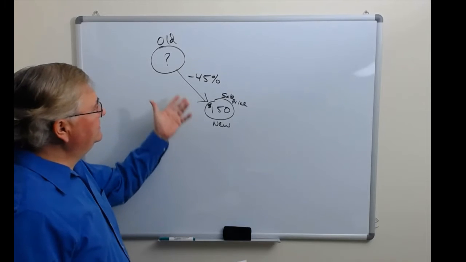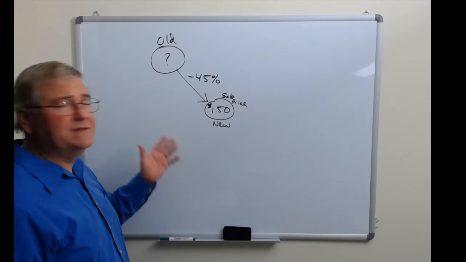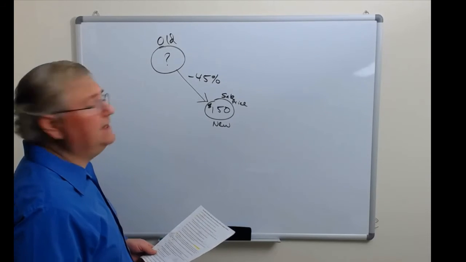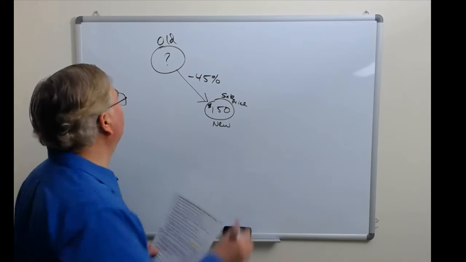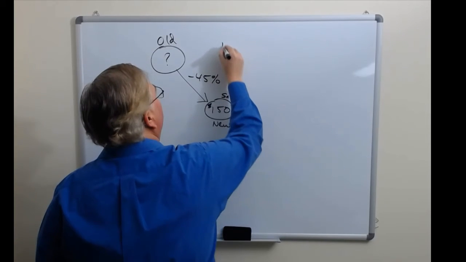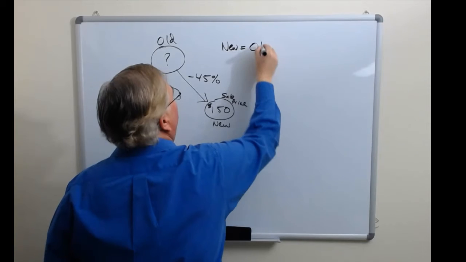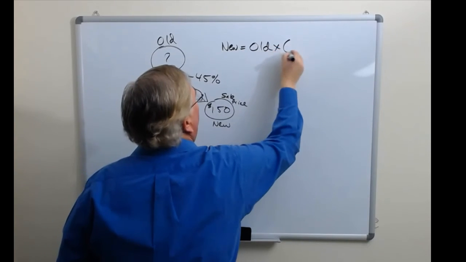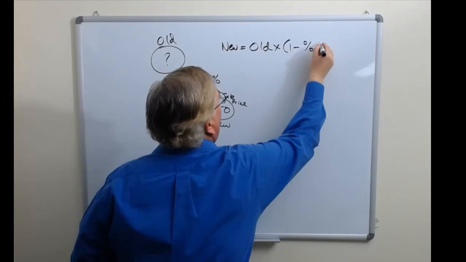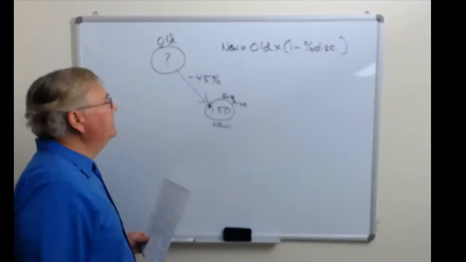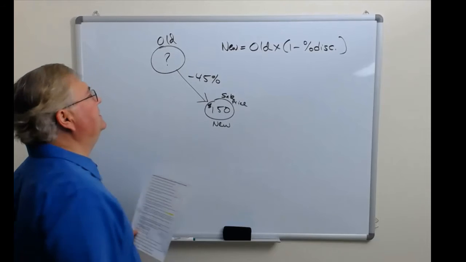And this is the old price, the original price. Now, if you recognize this setup, you'll probably notice that this is the discount formula at work. Okay, so let's just set up the discount formula as follows. We know that the discount formula says that the new price should equal the old price multiplied by 1 minus the percentage discount.